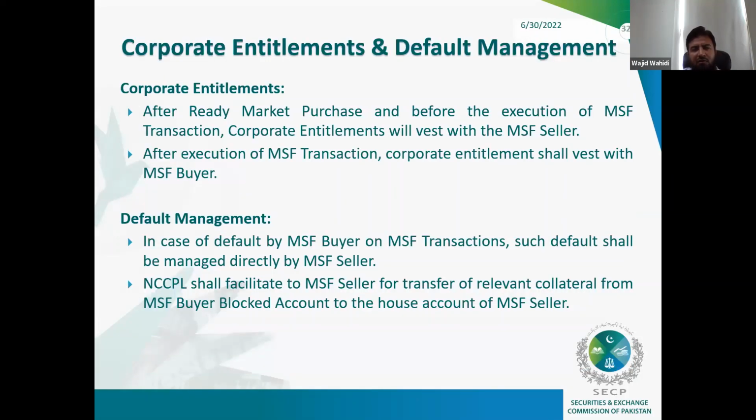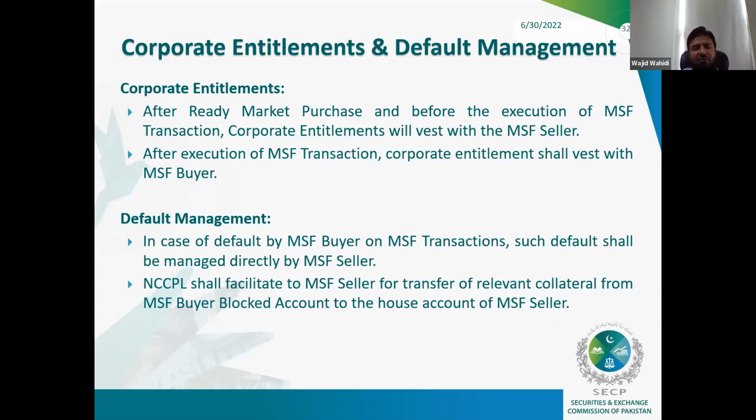So the corporate entitlements and default management: as the Murabaha is executed, once the shares are bought by the financier, the custody and ownership of those shares lies with the financier. So if the shares bought are of a company, say OGDCL, and OGDCL announces a dividend or bonus shares or right shares, it will go to the Mizan Bank. The corporate entitlement lies with those who have the custody and ownership of such shares. So we have recently made an amendment that such rights can be vested with the MSF buyer. So MSF seller can vest those rights to the MSF buyer and corporate entitlement should be directly credited to the buyer.